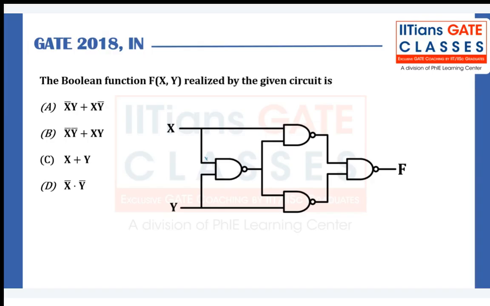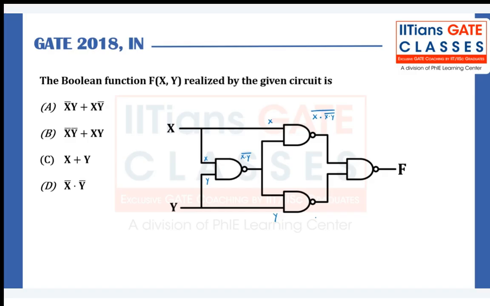So X is here, right? Here is X, here is Y. This is your simple NAND gate, so this will be X dot Y bar. X is here, Y is here. This will be A dot B bar, where B is coming from the second leg. Second leg is X dot Y bar.